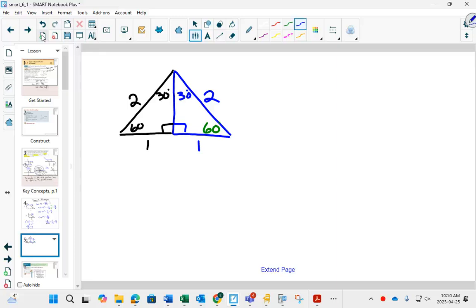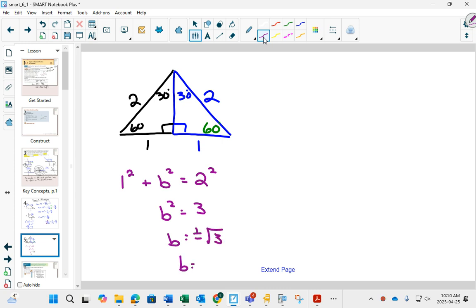And if you have 2 sides, can you see that we could figure out that 1 squared plus b squared, because we know the hypotenuse is 2 squared, then b squared would be 3, and b would be plus or minus the root of 3, which would only make sense if it's positive.